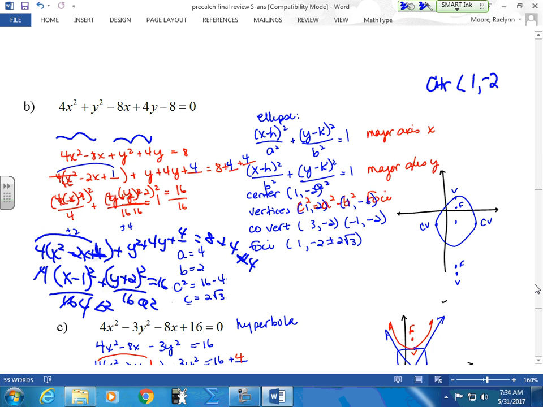1, -2. Okay, here's your center. You should be able to find this. What's A? Square root of 16, 4. What's B? Square root of 4. And then if I do my other one, C turns out to be 2 radical 3. Now, you should be able to find these.